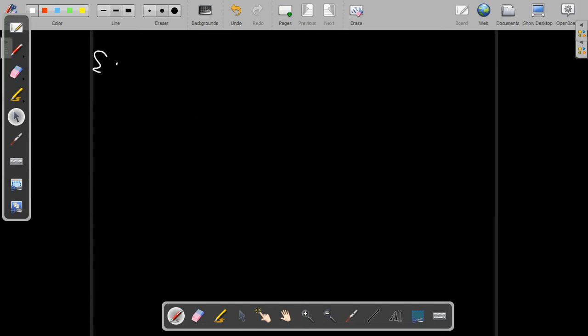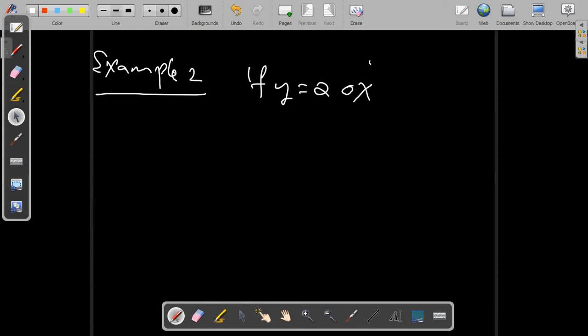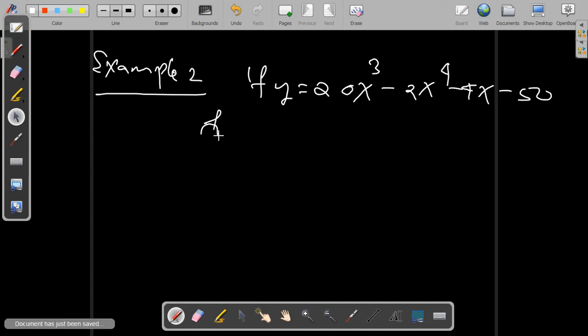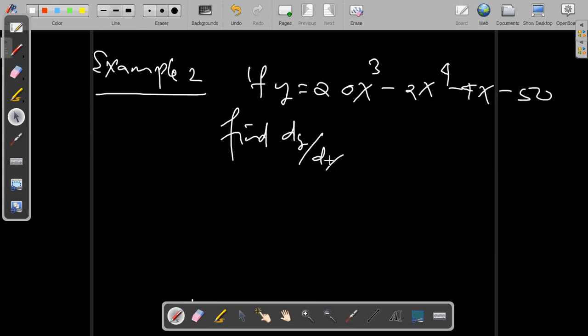Then example number 2 on what is known as the subtraction rule. For example, if y is equal to 20x raised to power 3 minus 2x raised to power 4 minus 4x minus 50, then you have to find dy over dx. This will give you dy over dx for this function over here.